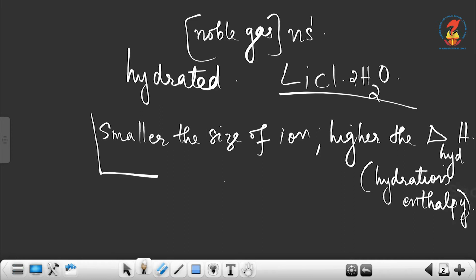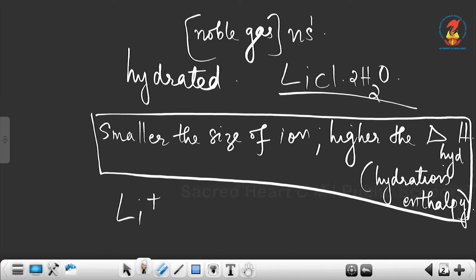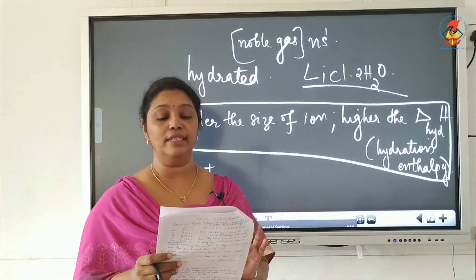So, this is a very important sentence. Smaller the size of the ion, higher the hydration enthalpy. So, we know that lithium ion, that is Li plus, has the smallest size among group 1 ions. So, it forms the most hydrated salts.